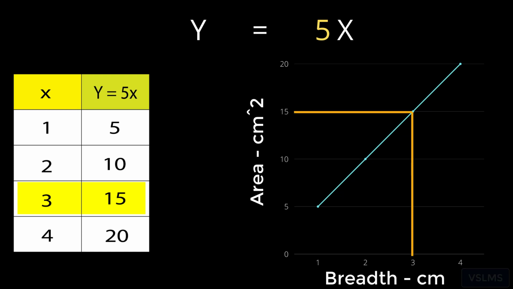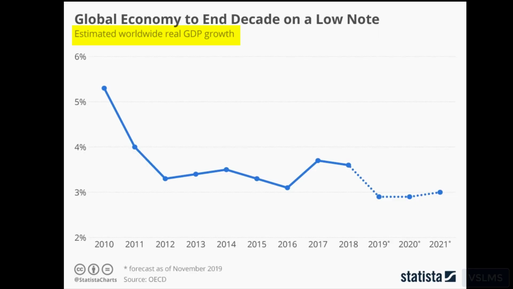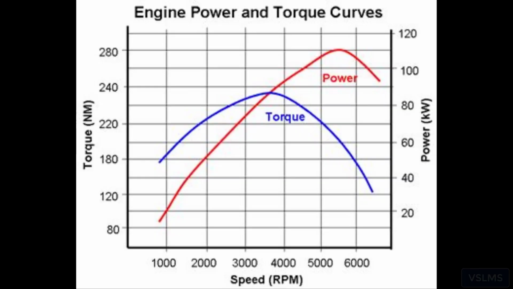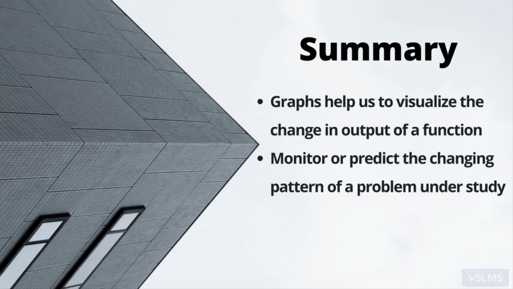Such graphs are used in many applications like monitoring CO2 emissions, GDP growth of a country, the performance of a two-wheeler engine, and many more. To summarize, graphs help us to visualize the change in output of a function. This helps us to monitor or predict the changing pattern of a problem under study.